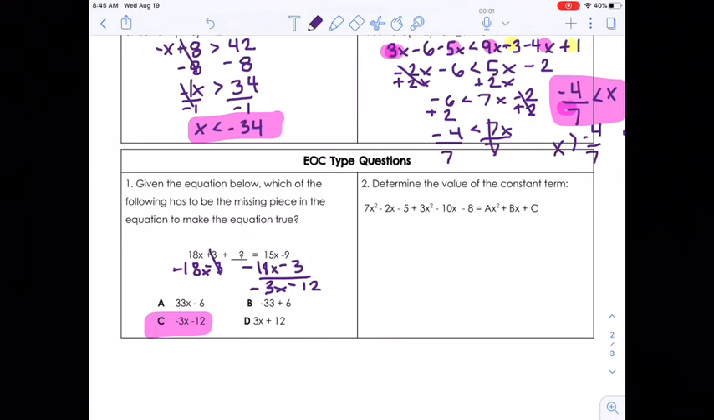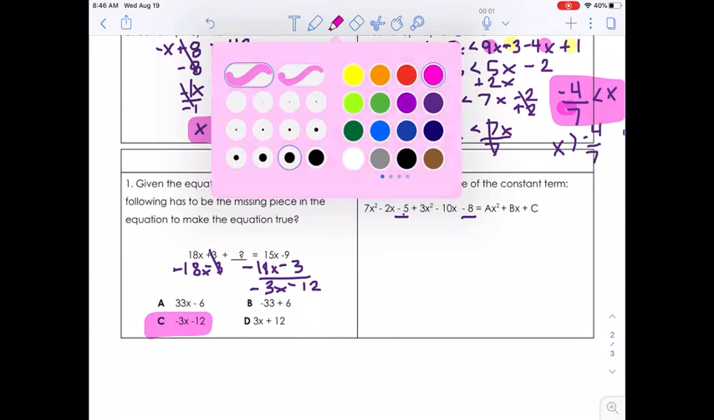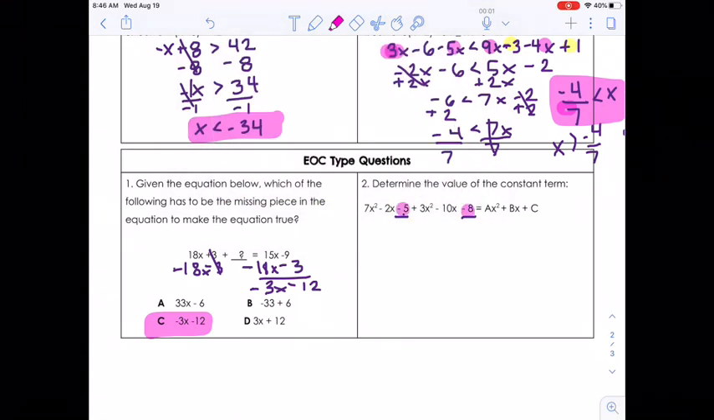And the very last one, determine the value of the constant term. Remember, your constant is the number that is not attached to a variable. So our constants in this case are going to be negative 5 and negative 8. We need to combine those two together. And negative 5 and negative 8 creates negative 13. And your C is your constant. So negative 13 is your answer.